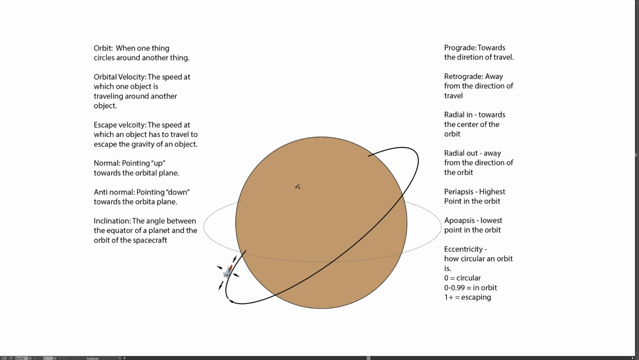In the next video, I'm going to explain how to change orbits and how to intercept another object orbiting the same planet or moon that you are.